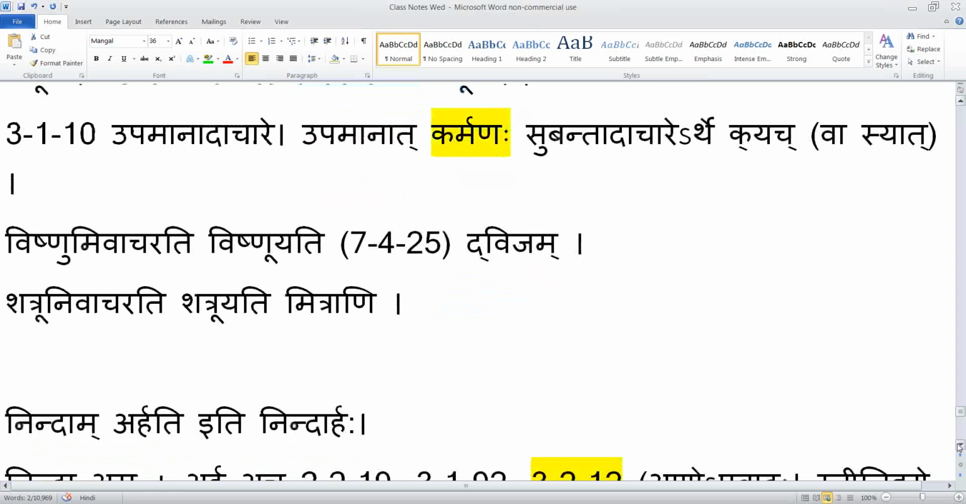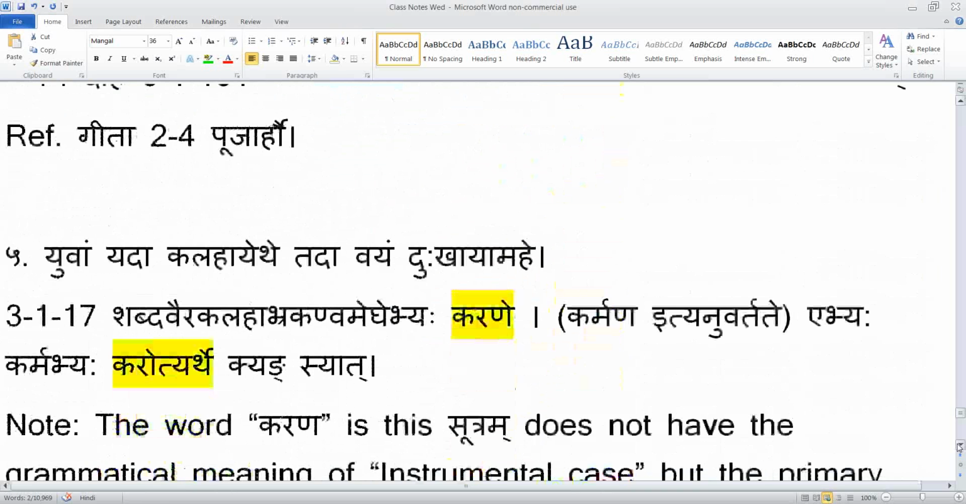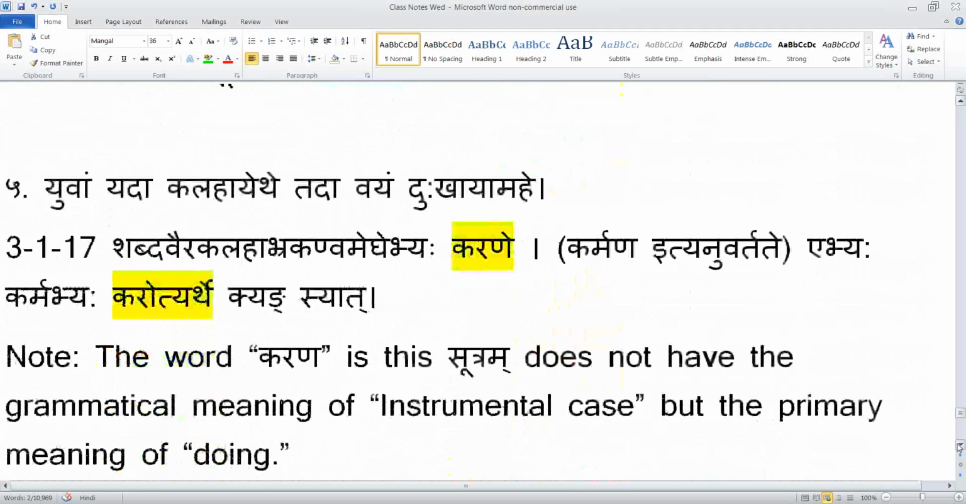Now the next one is: yuvam yada kalaha yethe, tada vayam dukkha yamahe. So yuvam yada kalaha yethe. This is the Madhyam Purusha Dvivachanam lat. Tada vayam dukkha yamahe, again lat Uttam Purusha Bahuvachanam. We have already derived these two forms, so let's just quickly go through them.